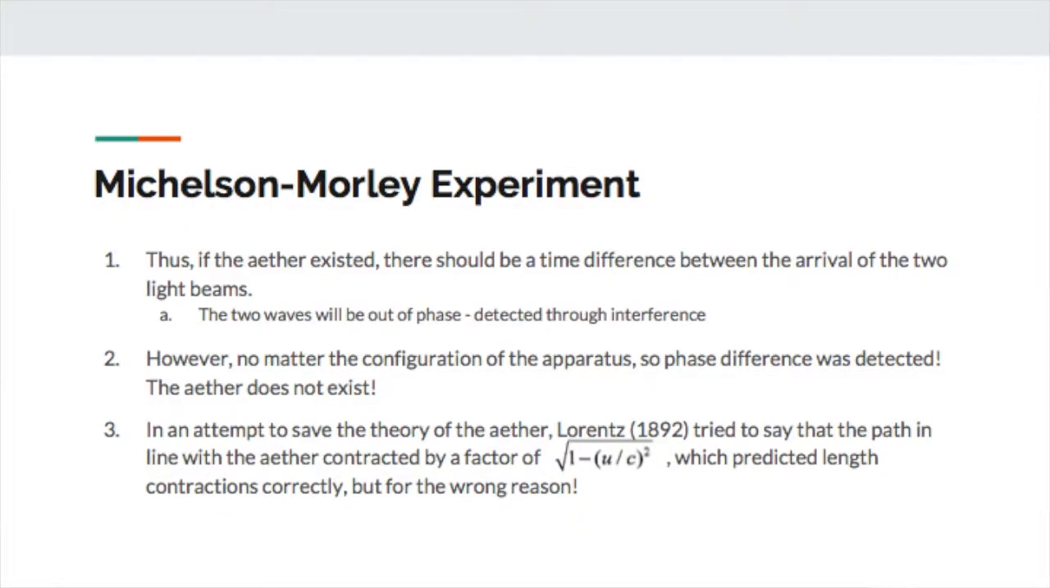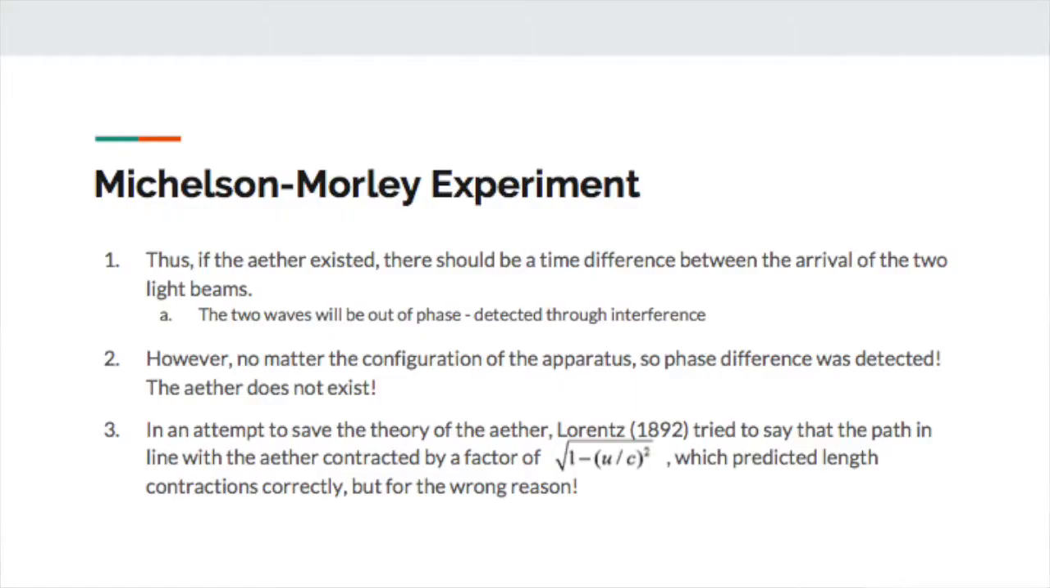So that's of course detected through interference. But what they found was that no matter the configuration of the apparatus, no phase difference was detected whatsoever. If it did exist, this would be impossible, and thus the very solid conclusion was made that the ether does not exist.